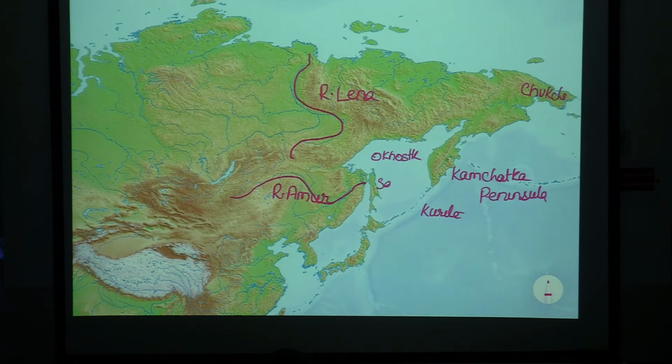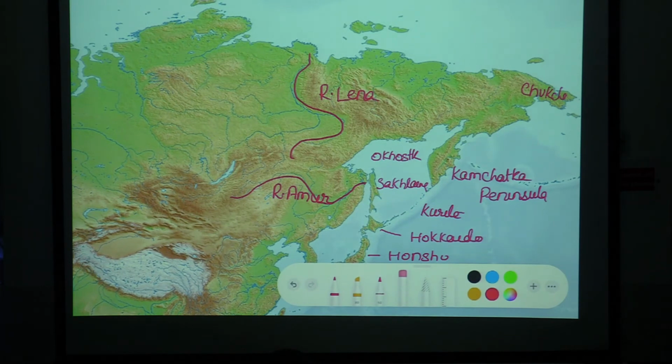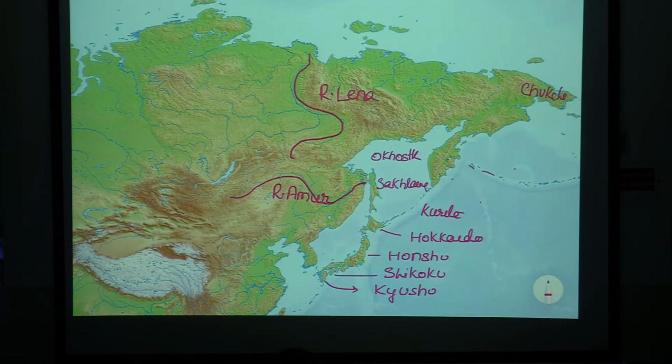This is Sakhalin Island. This is Hokkaido Island, Honshu Island, Shikoku Island, Kyushu Island. Want you to notice this chain of islands. This is my Bering Sea. This chain of islands is called Aleutian.